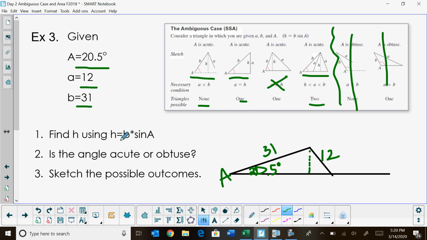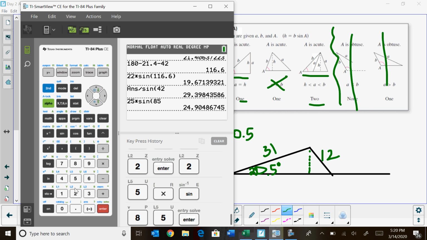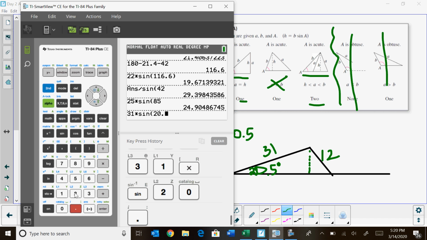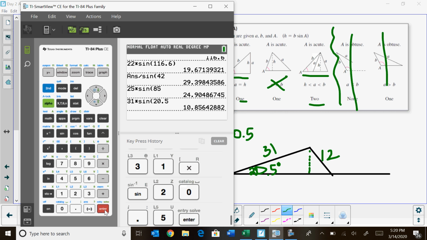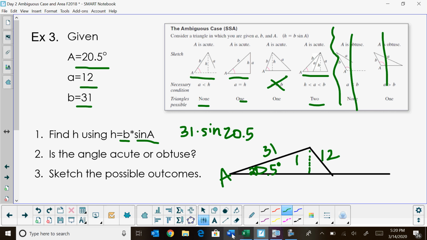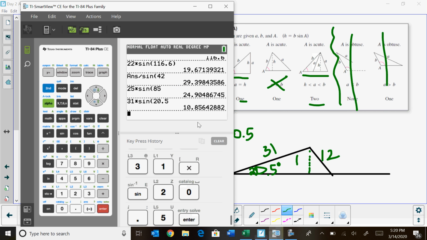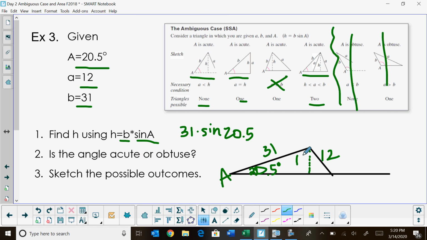So I'm going to take B sine A. So let's take 31 times sine of 20.5, and let's see what we get for the height to see if it creates a triangle. So 31 times sine of 20.5. So the height of the triangle is 10.9. So what's happening here?